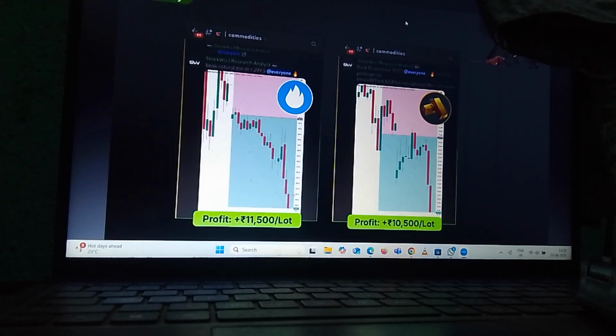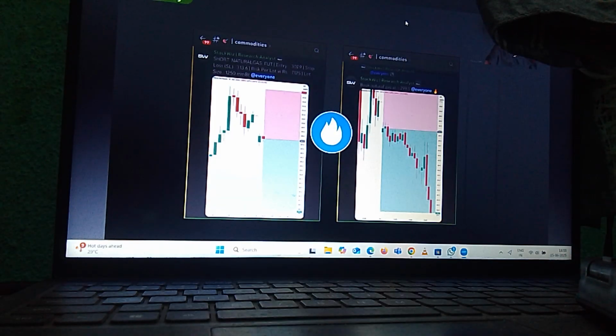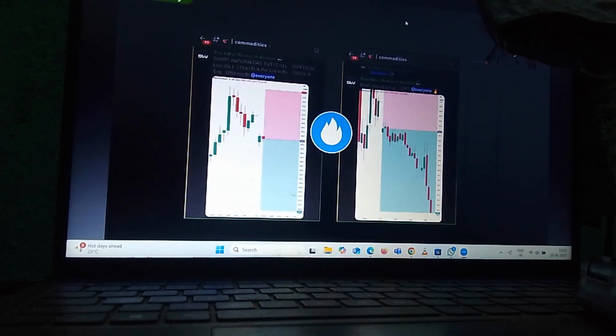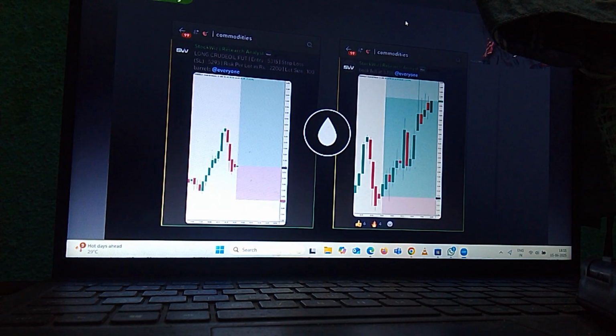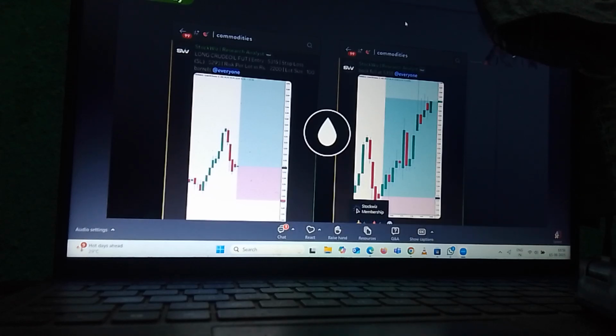This is natural gas. This is gold mini, and this is the Discord server on which you get your usual updates. Another trade in natural gas. Natural gas is very volatile, so I don't usually recommend beginners to kind of trade that. But if you are experienced and if you know how everything works, you can easily do that. This is another example of crude oil in which we kind of took the trade.